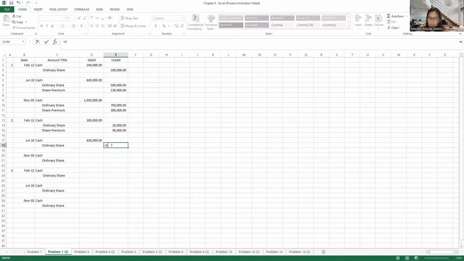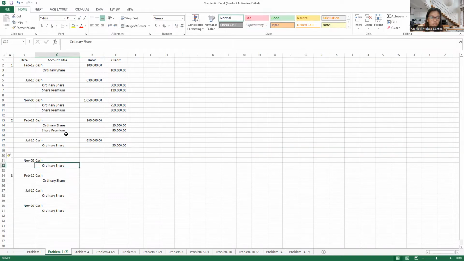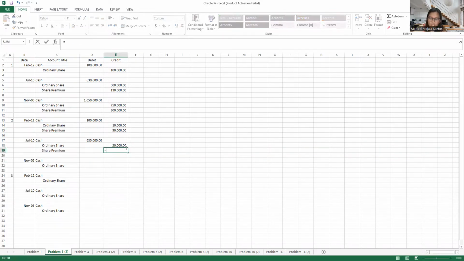5,000 shares. So 5,000 times 10 as a stated value. So that's 50,000. So how much will be the share premium? Of course, it's 630 minus 50,000. Paano kapag ito, kasunod?